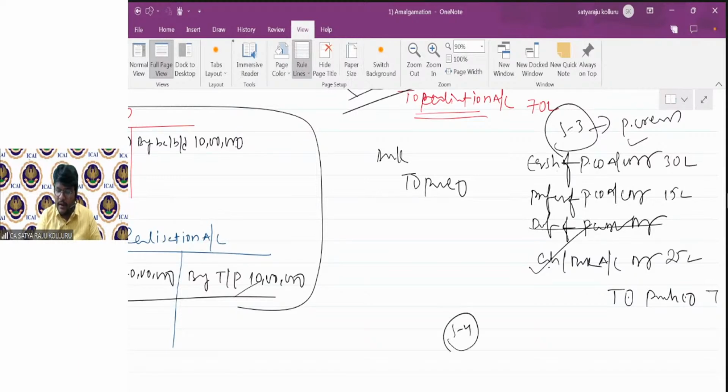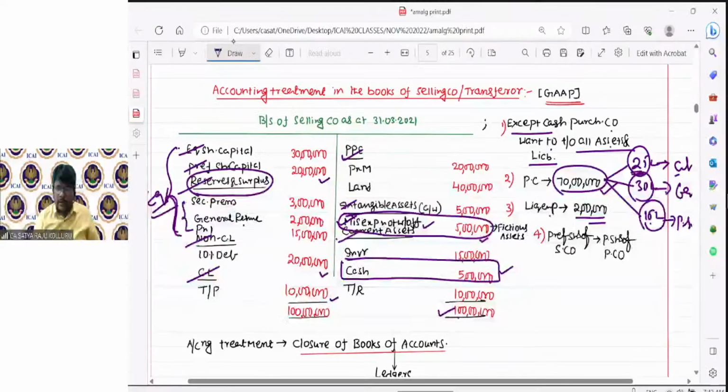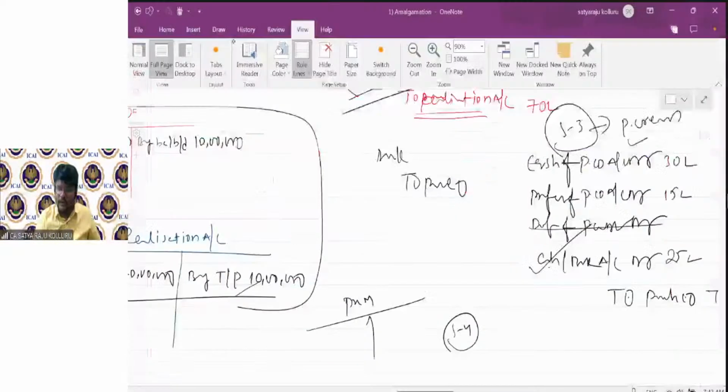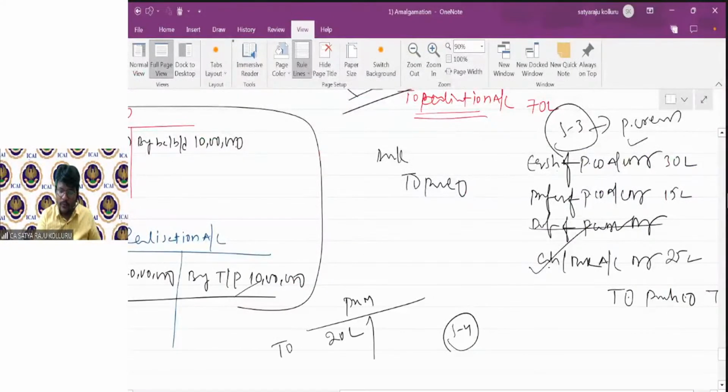Liquidator will realize all the remaining other assets as well, which are not taken over by the purchasing company. I told you earlier, if plant and machinery is not taken over by the purchasing company and is left over in the selling company books, then at that point of time, liquidator will sell such plant and machinery. For example, let us assume plant and machinery is not taken over by the purchasing company. Then what do I need to do? I need to open the plant and machinery account. So it will show the debit balance 20 lakhs, to balance brought down.